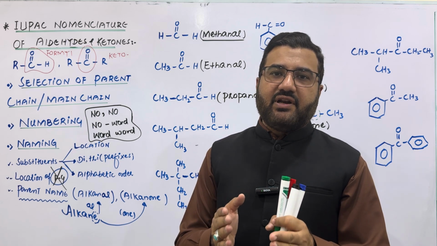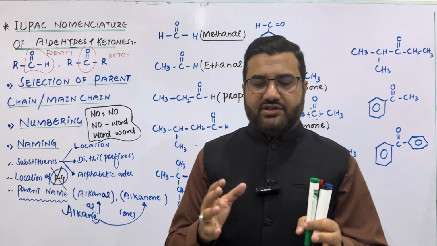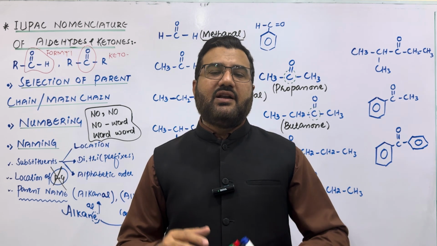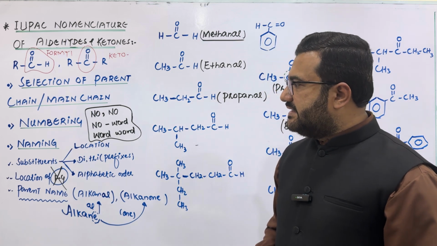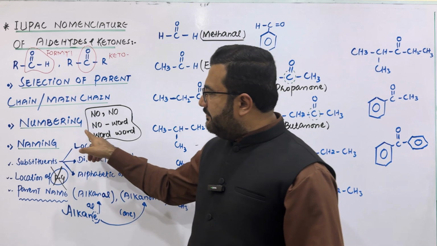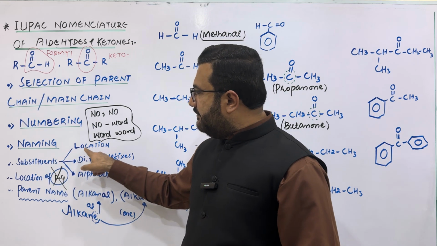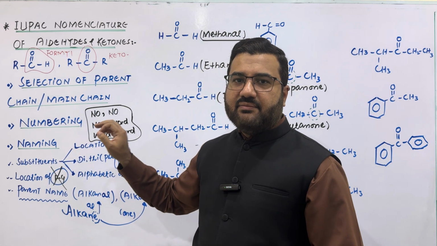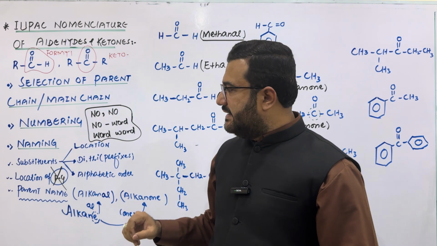You will start numbering from that end of the chain where the substituent is nearer. But if the functional group and substituent are both present at equal distance, then you can start numbering from any side of the chain. After numbering, we will name. While writing down the name, first of all, we will mention the location of the substituent by writing down the number of the carbon atom to which that substituent is attached.